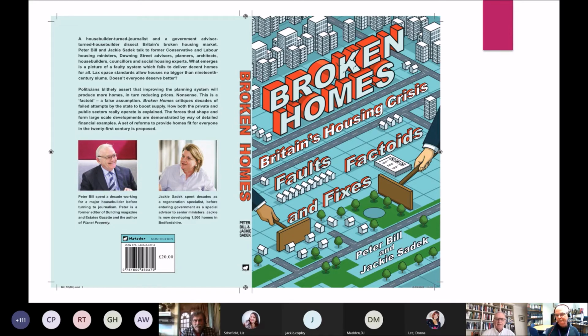You have to build houses at about half the local average wage. You can just about afford to do that if the land is at agricultural land prices, but you then have to rent them in perpetuity. Otherwise, somebody will come along and grab the increased land value. Until that happens, we're stuck where we are. That's it from me.